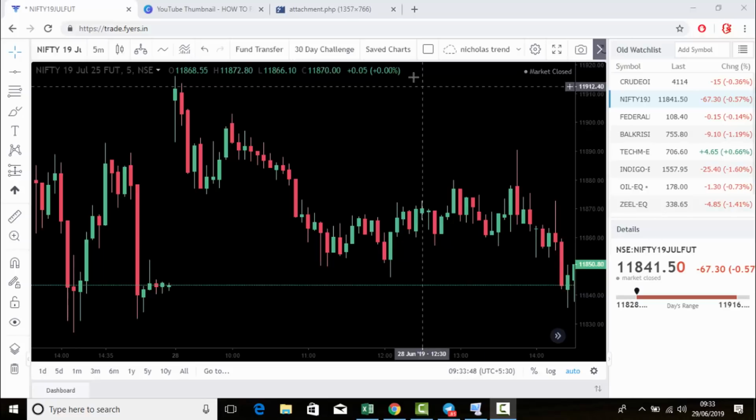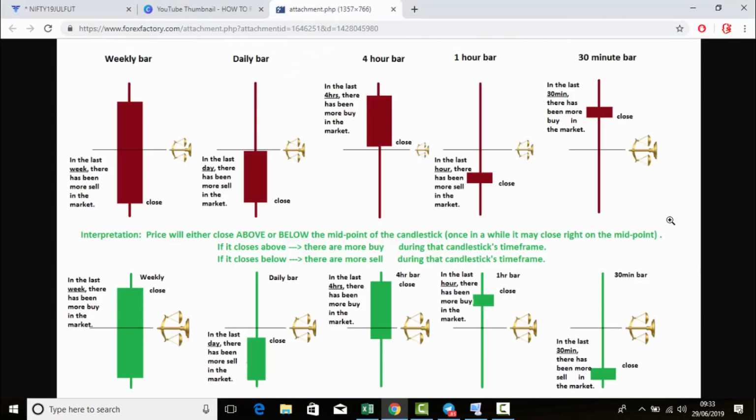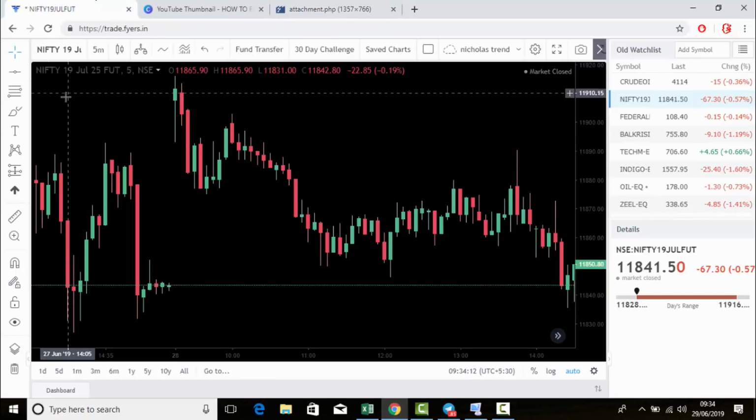Okay. This is the concept. First, we take these types of 4 candlestick patterns and mark the 50% of these candles. And if the closing is below this 50%, it means sellers are more. If it's above, then buyers are more. Okay. Red or green doesn't matter. Just check the close. So this is Fyers One web trading platform.